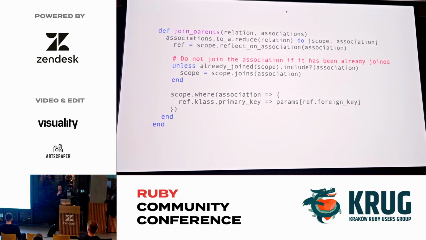Great. So when joining with parents, you can go through certain associations with your relation. On the third line, you have scope, reflect on association, that looks up the has_many. You can check for primary key, you can check if it's a one-to-one or one-to-many, that kind of thing. And you can check if it's already joined, actually. Pretty easy. And you can do the join, and also you can set the where clause, because you have everything in that reflection. So you can do class primary key equals ref foreign key.